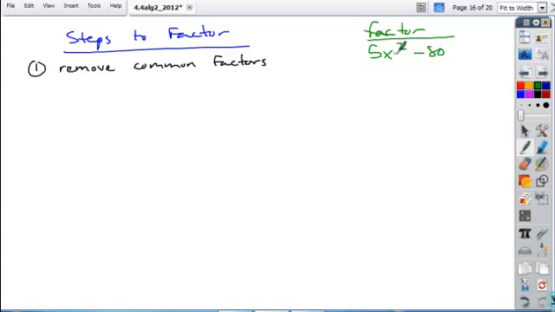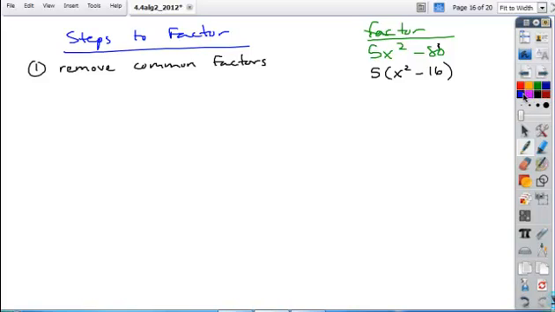Well, what common factor goes into both of these terms? You can take out a 5, leaving an x squared, and a 5 goes into 80 one time with 3 remaining. 5 goes into 35 times. So there's the first step. Always look to remove any common factors first.